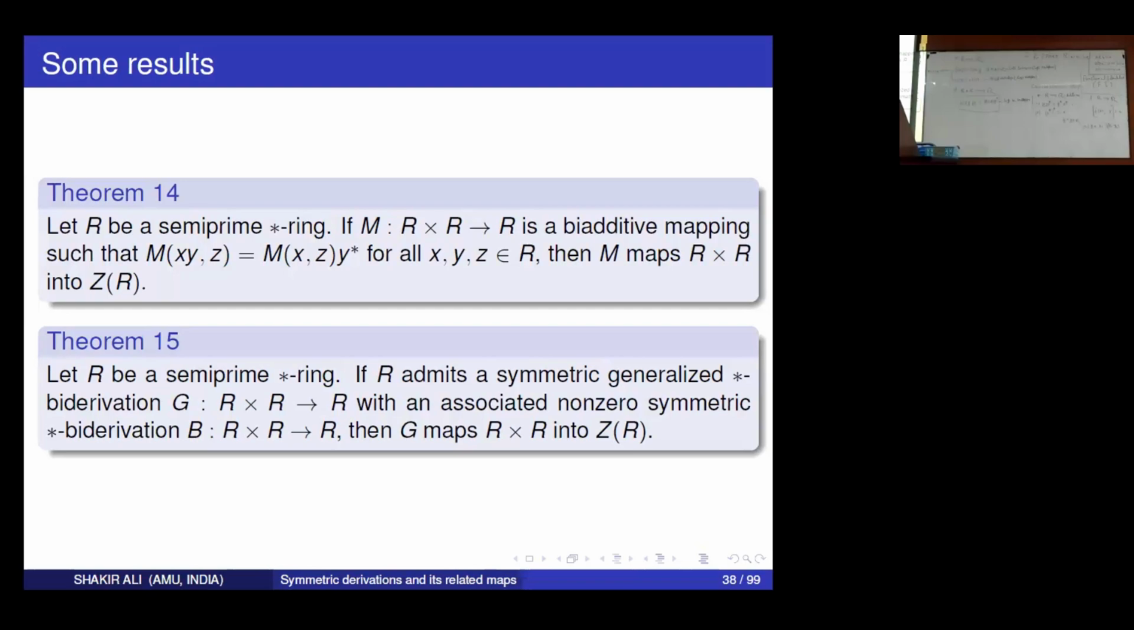So if you start with a semi-prime star ring R and a symmetric generalized bi-derivation G with associated non-zero symmetric bi-derivation B, then G maps R × R into Z(R). So that is simply a map to the center. So it may be a connection with the central map. Generalized bi-derivation has a connection with the central maps in general.